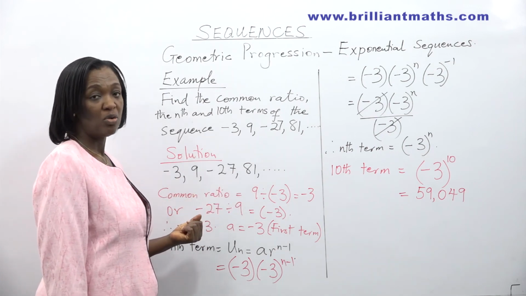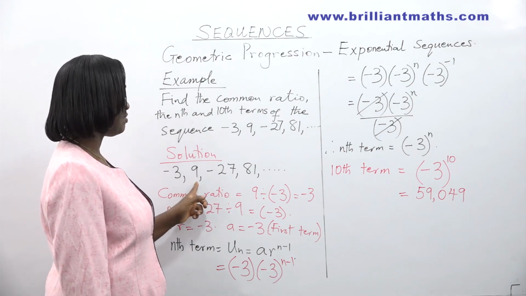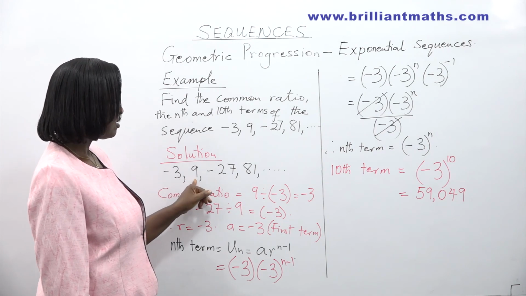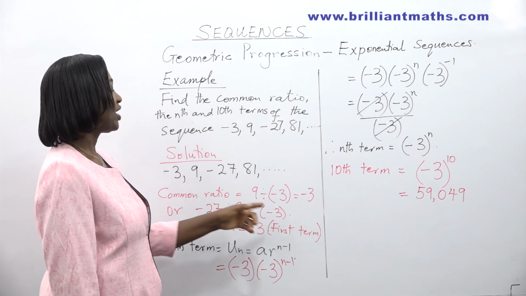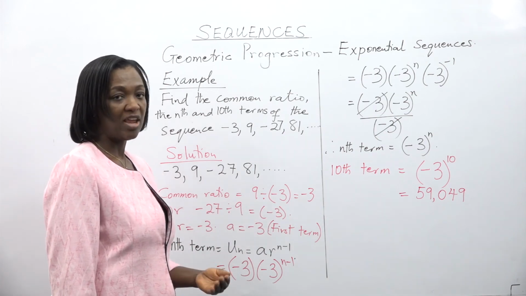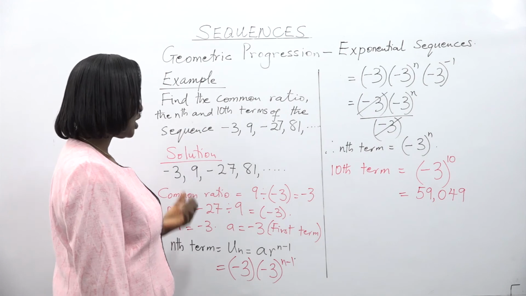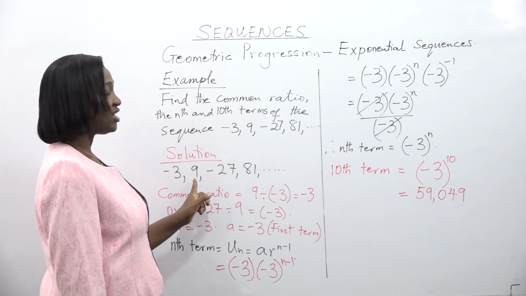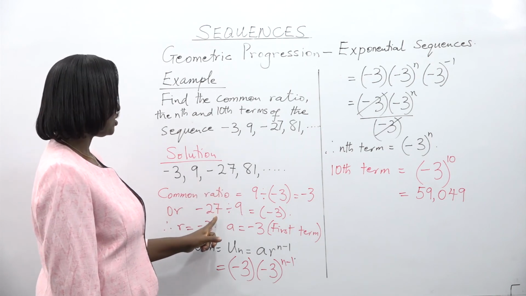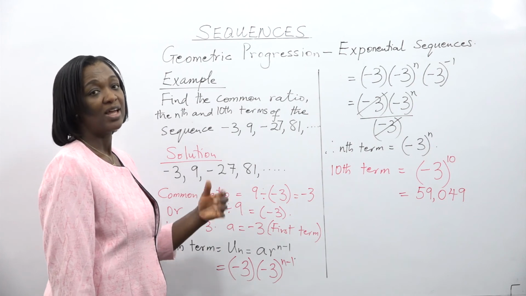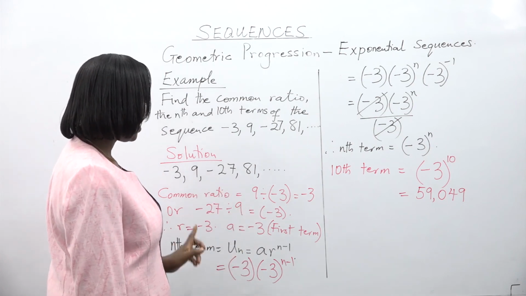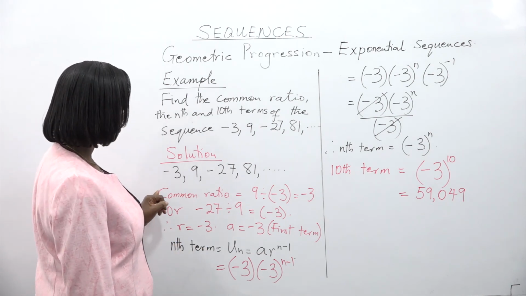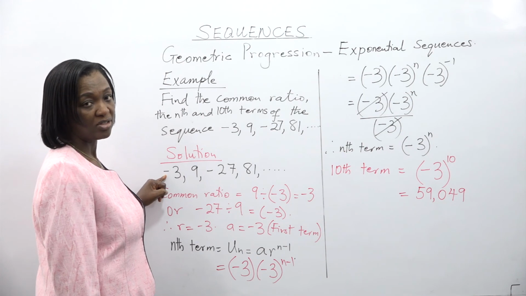Let's find the common ratio. We said that to find the common ratio, you divide a term by the previous term. So we're dividing 9 by minus 3, and then we get minus 3. Just to check if we are correct, choose another 2 consecutive terms. So I'll take minus 27 and 9. So I divide minus 27 by 9, and the answer is still minus 3. So that means that the common ratio is minus 3. And my first term is also minus 3, or negative 3.